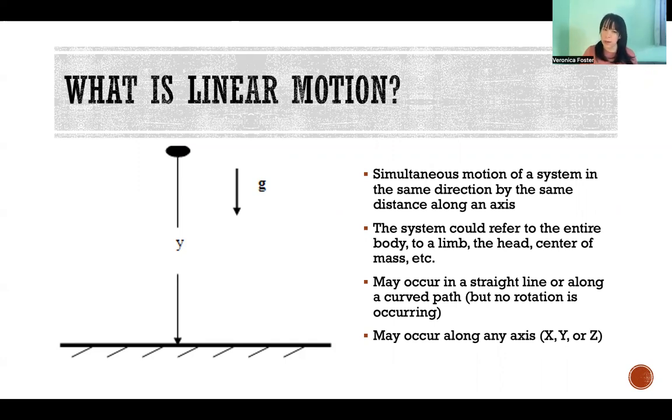I also want to remind you that linear motion can happen along any axis. So the x-axis, y-axis, or z-axis, or any oblique axis that is splitting the difference. As long as the motion is occurring in a straight line or along a curved path, but without rotation, then it's linear motion. Like an elevator moving up and down, that's linear motion. It doesn't have to be forward and backward. It can be up and down, forward and backward, side to side. And again, it doesn't have to be the entire body. It could be any component that is part of the body.